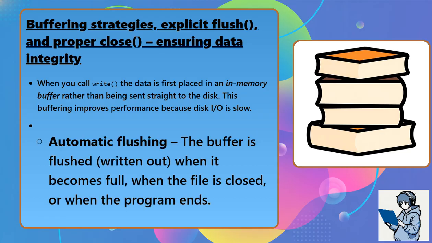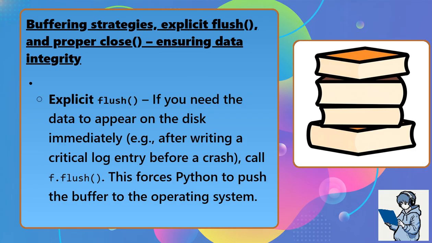Automatic flushing: the buffer is flushed, written out, when it becomes full, when the file is closed, or when the program ends. Explicit flush: if you need the data to appear on the disk immediately, for example after writing a critical log entry before a crash, call f.flush(). This forces Python to push the buffer to the operating system.